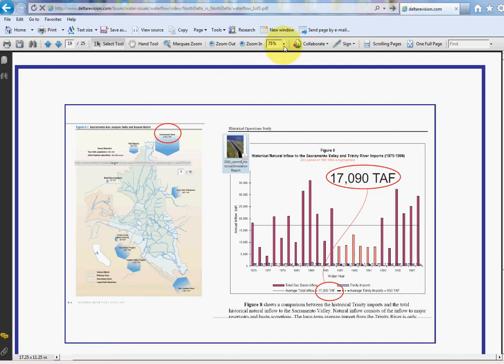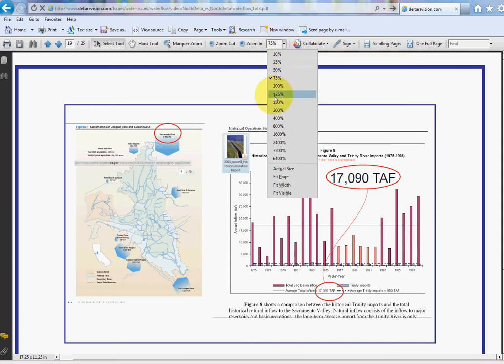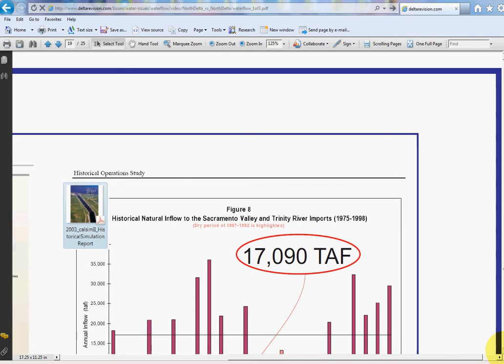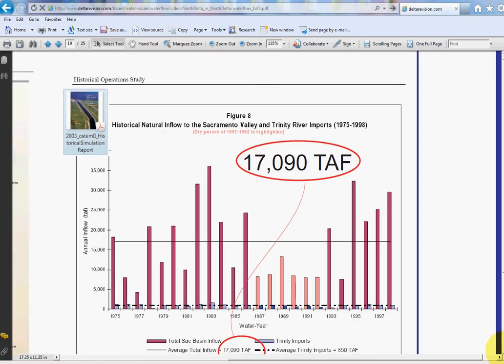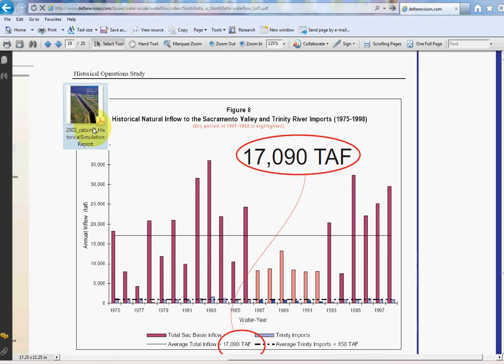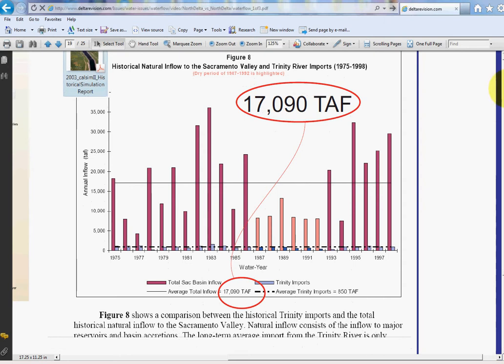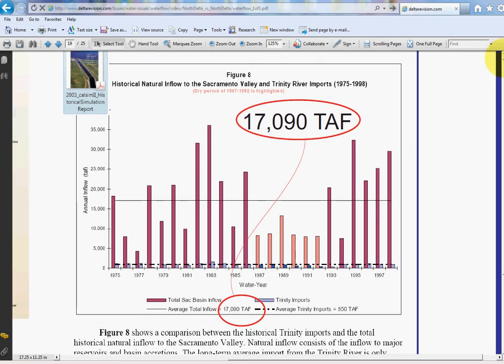So here's another document, and I'm going to enlarge this one so it's easier for you to see. This is a historical operations study. This is CalSim again, that computer modeling, and it talks about the basis for all the information. And I know the link is on this document. I always put the links on the document, so it is at deltarevision.com. You can see that whole report, or you can go to water.ca.gov and put in that name, and you'll be able to find that report.